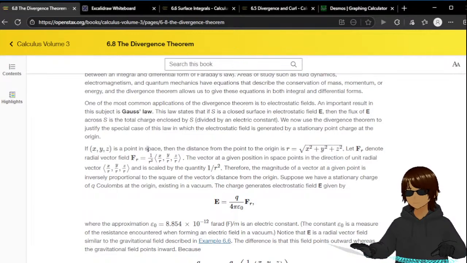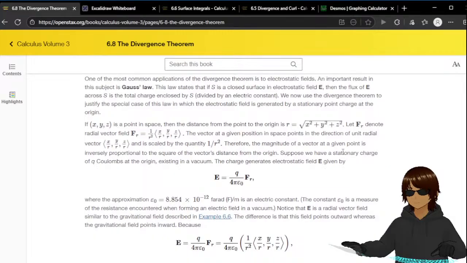If (x, y, z) is a point in space, then the distance from the point to the origin is r equal to the square root of x squared plus y squared plus z squared. Let F denote the radial vector field. F(r), the vector at a given position in space, points in the direction of a unit radial vector, and this is scaled by the quantity 1 over r squared. Therefore, the magnitude of a vector at a given point is inversely proportional to the square of the vector's distance from the origin. Suppose we have a stationary charge of q coulombs at the origin, existing in a vacuum.